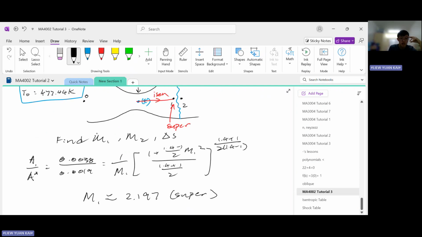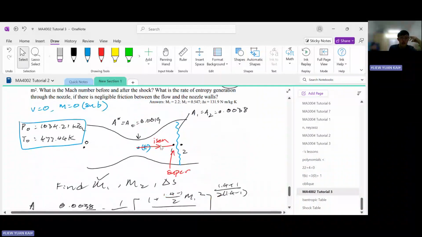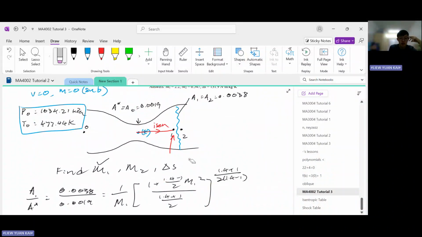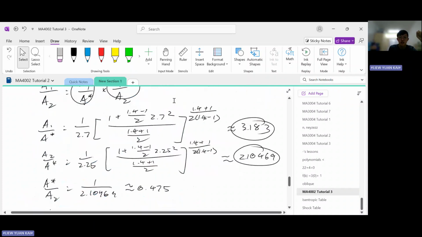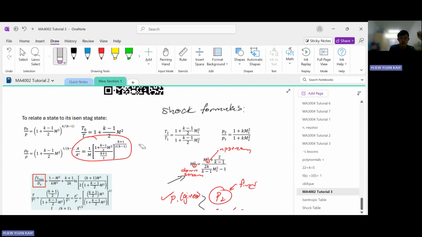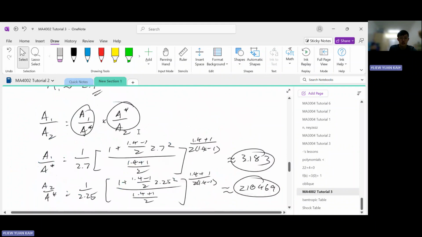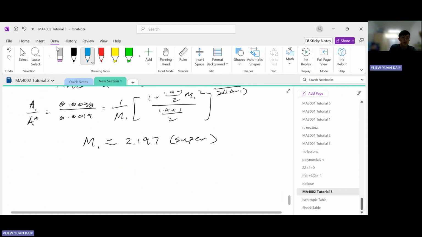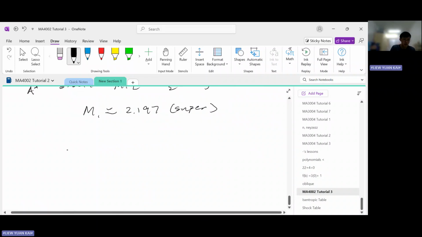So this is done. Now, how do you find the Mach number at point 2? Points 1 and 2 are related by the normal shock. And remember what I said, once you have the Mach number at point 1, immediately you can find the Mach number at point 2 using the formula that we saw here. So you simply directly apply this formula. Go ahead and do that. So M2 squared is equal to 2.197 squared plus.